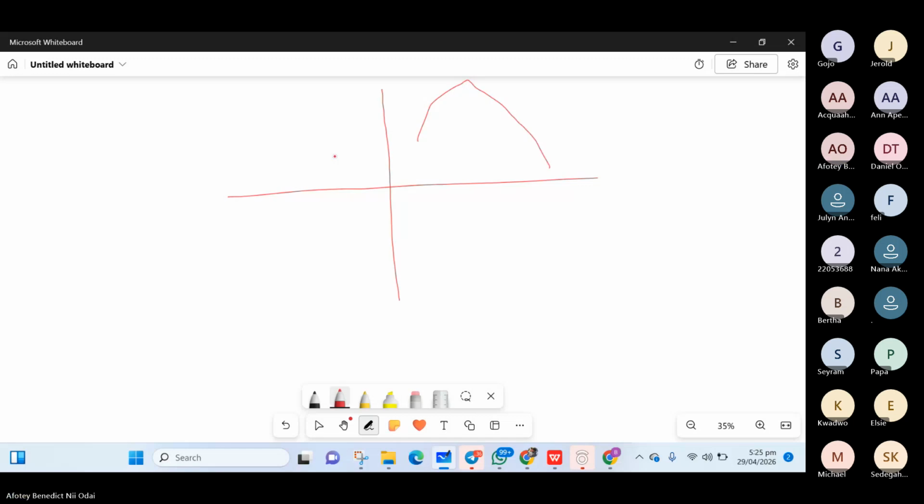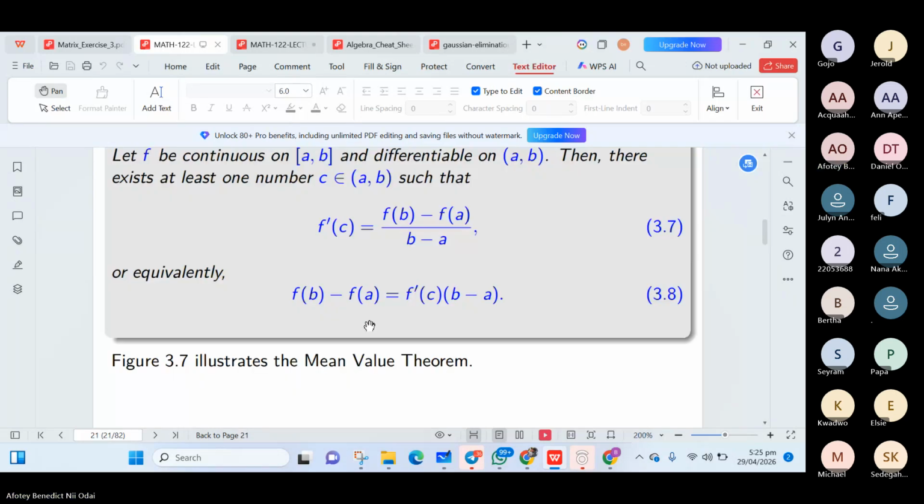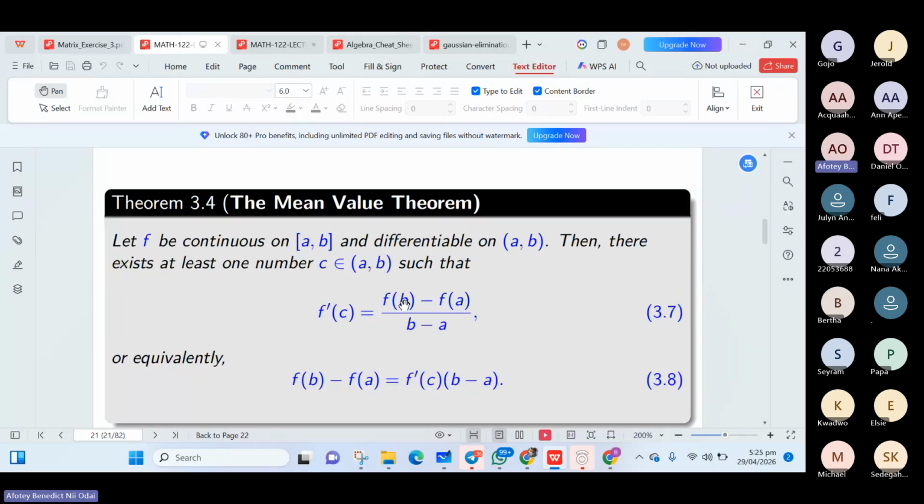So we have a function that looks something like this. As I said, Rolle's theorem is basically something like differentiation, and the MVT, the mean value theorem, is basically differentiation too. It's basically the formula of differentiation. Let's see how they got this MVT theorem.